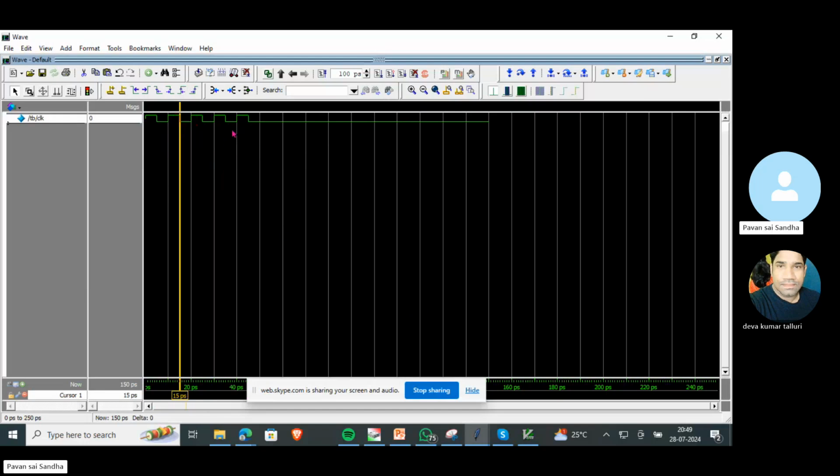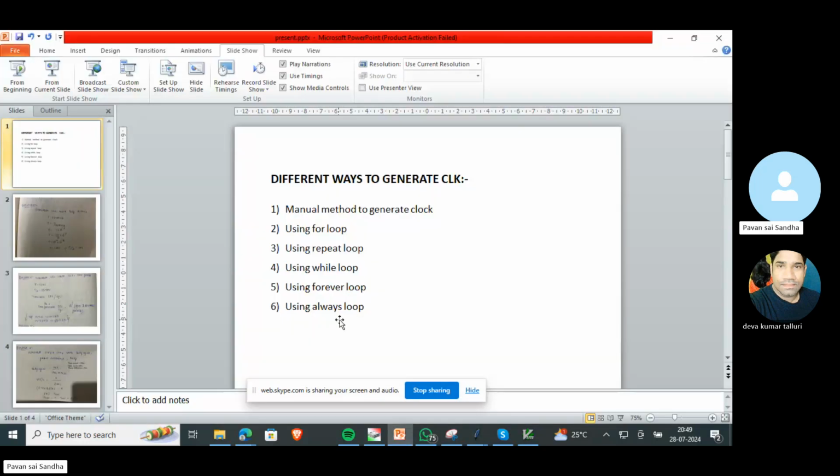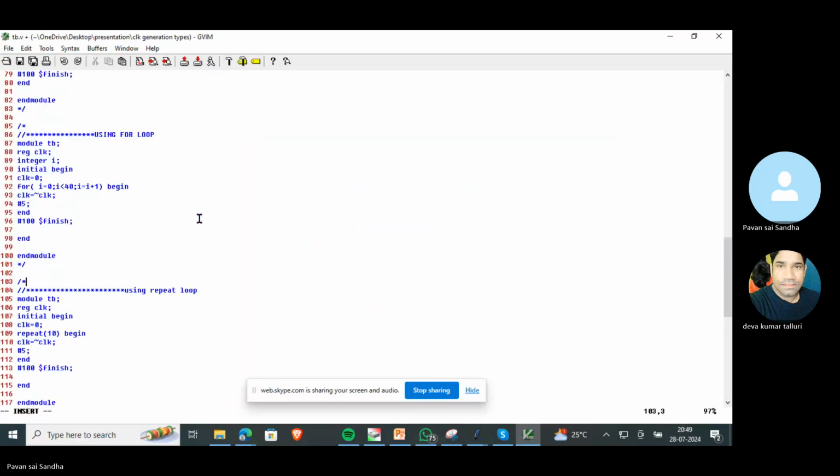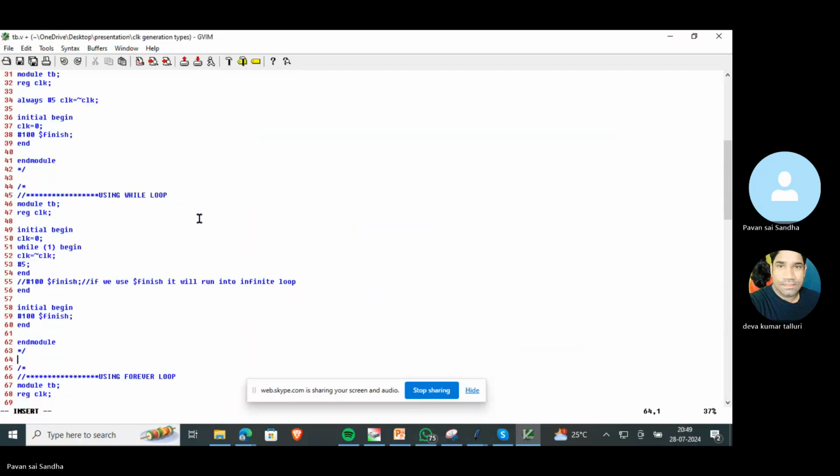So this is a generation of clock using a repeat loop, and I will show another, using the while loop. It will generate automatically. We no need to give iterations in a while loop. I will show the code. And this is a code for while loop.